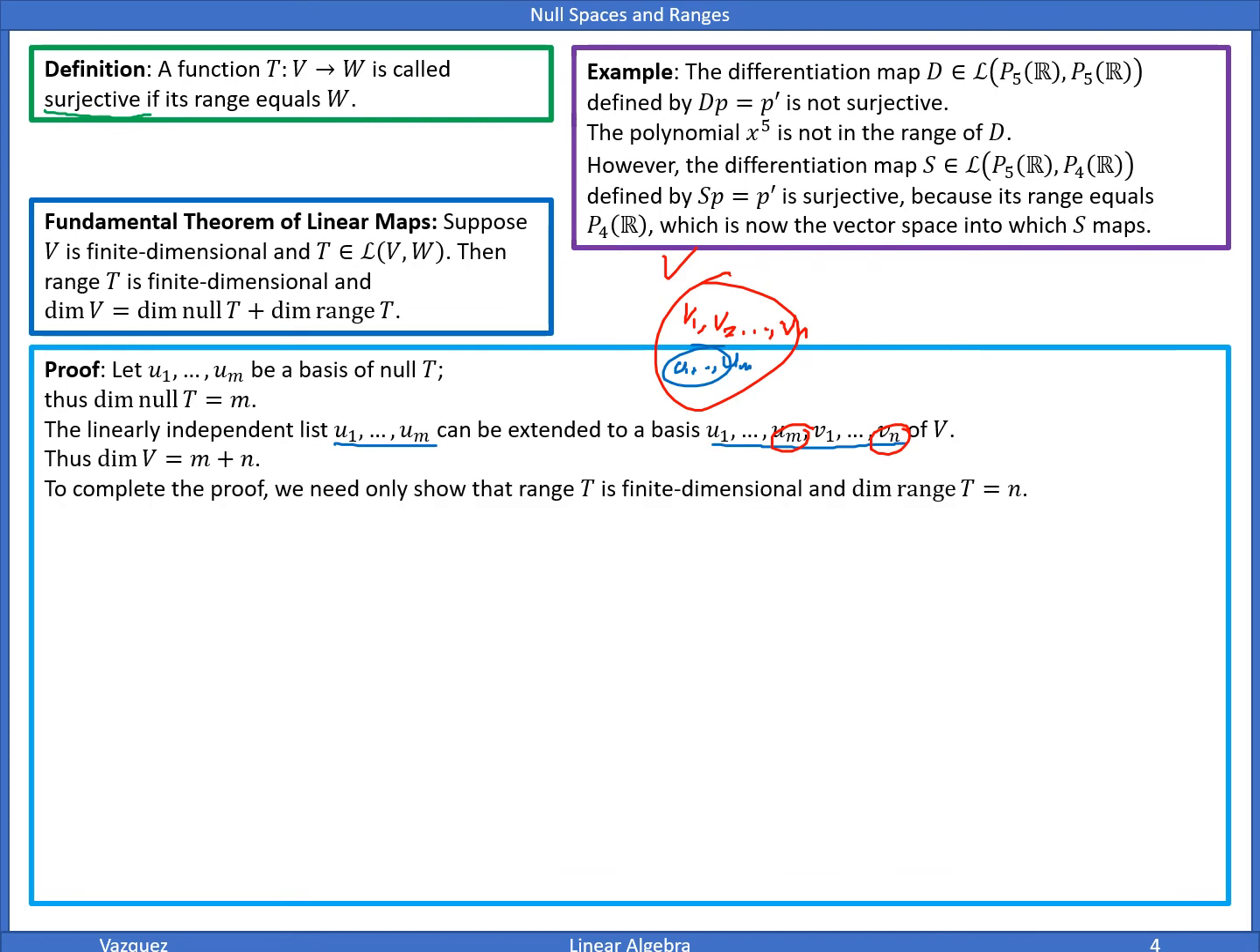So to complete this proof, we're going to show what? That the range of T is finite dimensional and its dimension equals this n. So to do this, we're going to be proving that T of v1 to T of vn is a basis of the range of T. So let v be a vector in V.